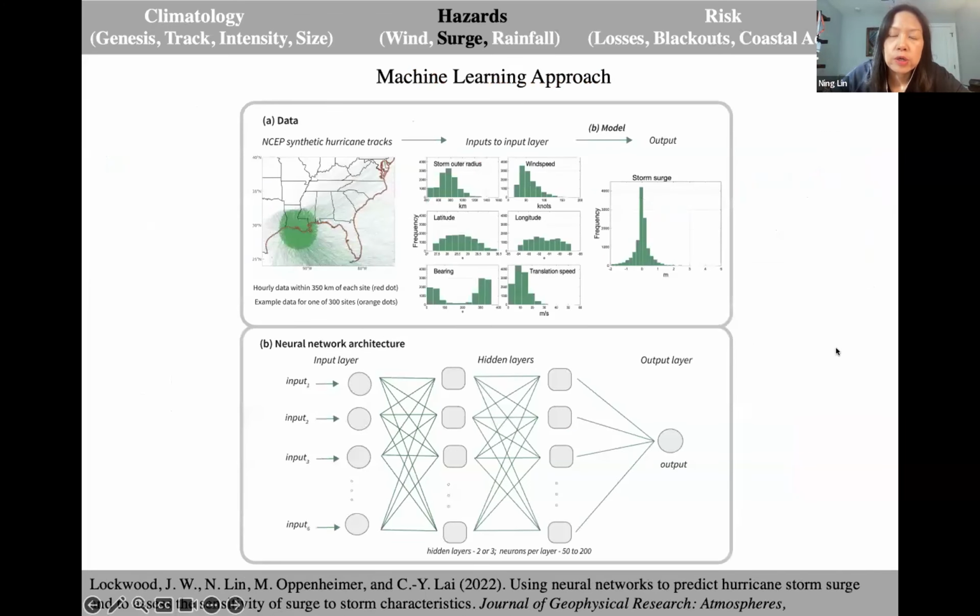And recently we're exploring a machine learning approach. Although we have been trying to make ADCIRC simulations computationally efficient to deal with thousands of storms, it still takes a lot of time. So here we use a neural network trained on the ADCIRC simulations to predict storm surge at each coastal location as a function of just a few parameters of the storm near landfall.